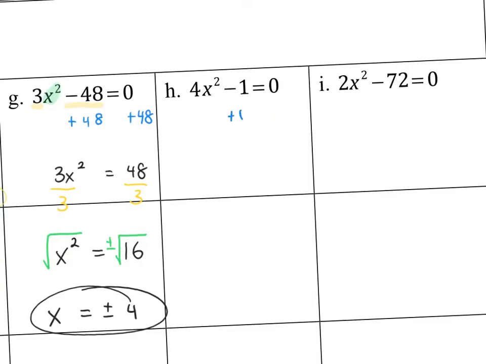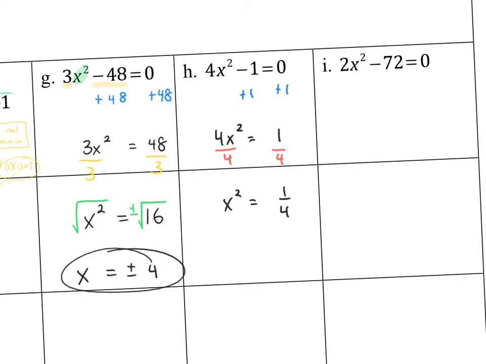There we go. Let's add 1 to both sides. Bring down the 4x squared is equal to positive 1. There we go. All right, now we're going to divide by 4 on both sides. And bring down the x squared is equal to 1/4. So we're going to take the square root of both sides here. Square root here, square root there.